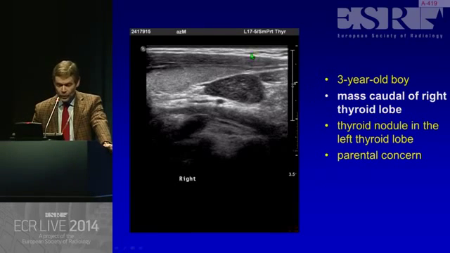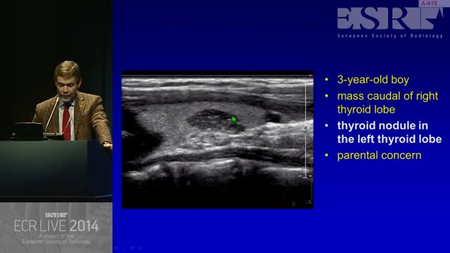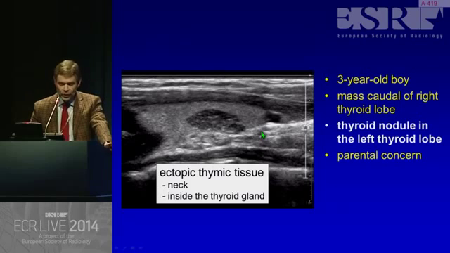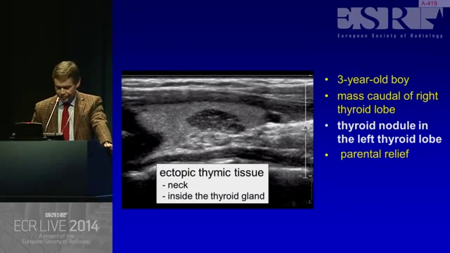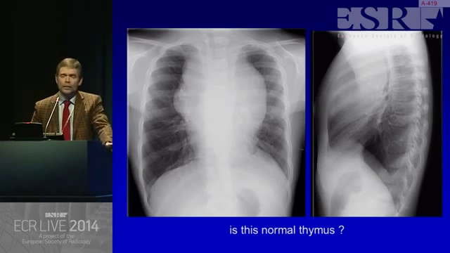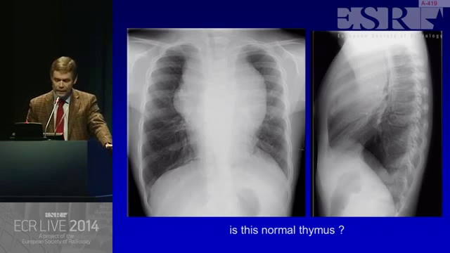But having a close look, we see that this nodule on the right side has a very coarse texture, just like thymus does. Also, the lesion in the thyroid has the same coarse texture like the thymus does. And that made the diagnosis, and this is very well known. This is ectopic thymic tissue that can be in the neck, but it can even be inside of the thyroid gland. So again, the parents were relieved. So normal variants that may simulate disease.